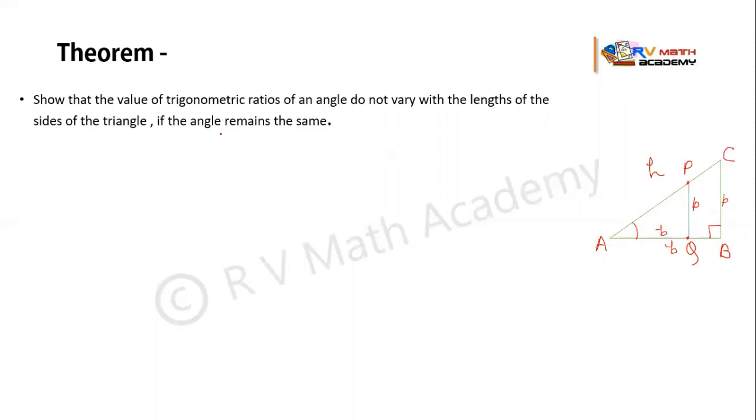Now we can see here that the triangle ABC is similar to the triangle AQP by the property AA, because in both the triangles, angle B and angle Q are both 90 degrees, and angle A is common to both the triangles. So both the triangles are similar with the help of the property AA. Now if the triangles are similar, then their corresponding sides will be in proportion. So we can write AB upon AQ is equal to BC upon QP is equal to AC upon AP.